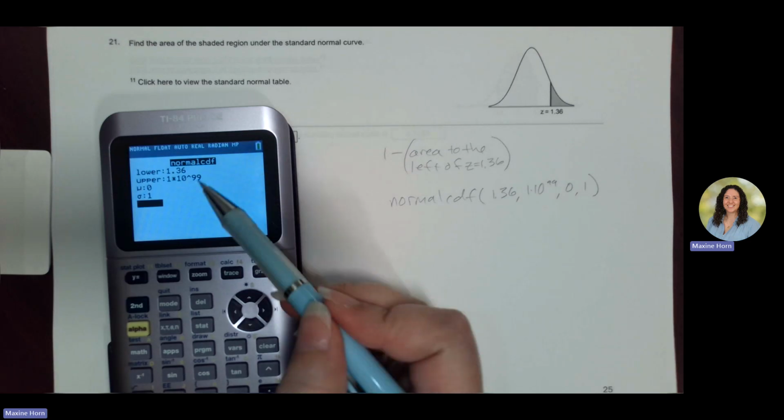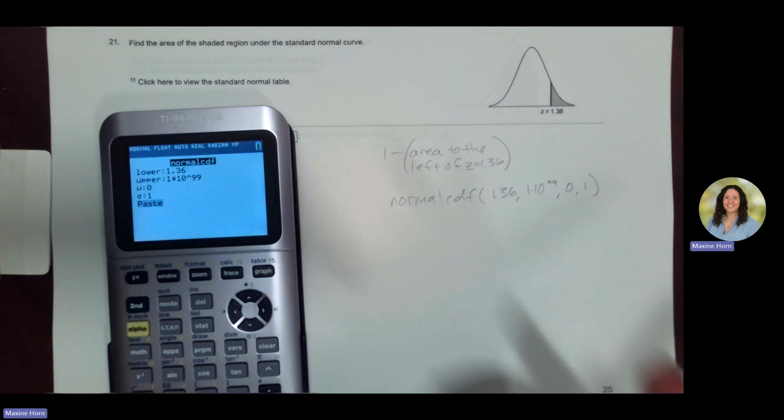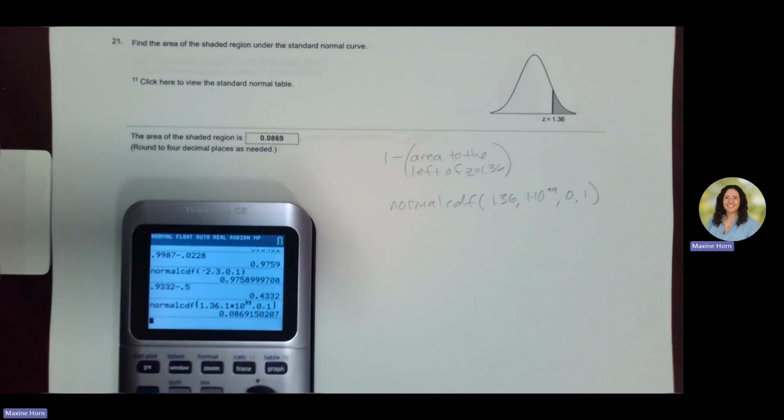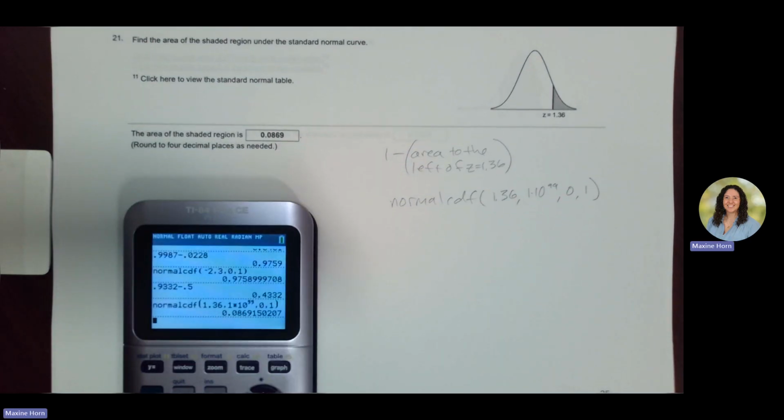Now, some people might say, oh, I just want to put like 10,000. Well, for the purposes of rounding, you'll probably be fine, but I like to just be extra, extra sure. And that's why I do such a large number. Also because that's what I was taught when I took this class back in the dark ages, forever ago. Either way you do it, you're going to get the same answer, 0.0869.